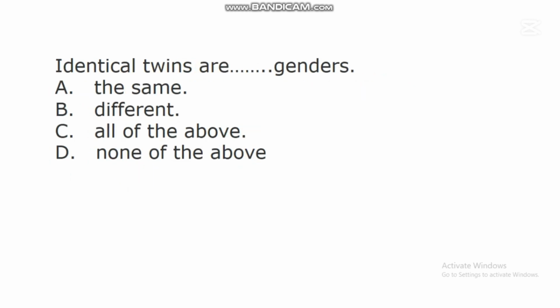The next question says, identical twins are dash genders: A. The same genders, B. Different genders, C. All of the above, D. None of the above. In this question, the correct answer is A. The same genders. So studies have shown that identical twins are always the same gender. So a boy and a girl cannot be identical twins. So identical twins are either boy boy or girl girl. So identical twins are the same genders.